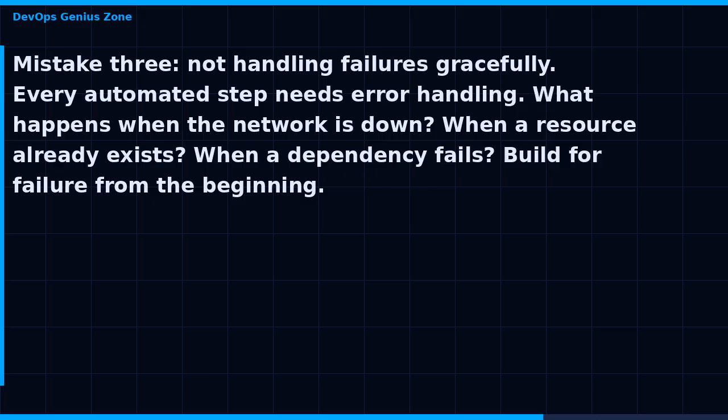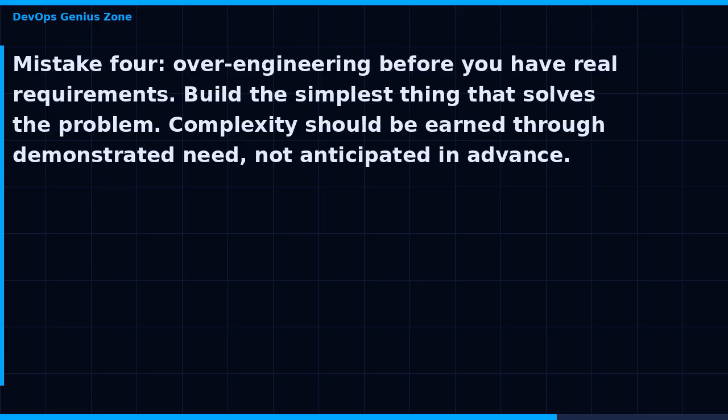Mistake 4, over-engineering before you have real requirements. Build the simplest thing that solves the problem. Complexity should be earned through demonstrated need, not anticipated in advance.